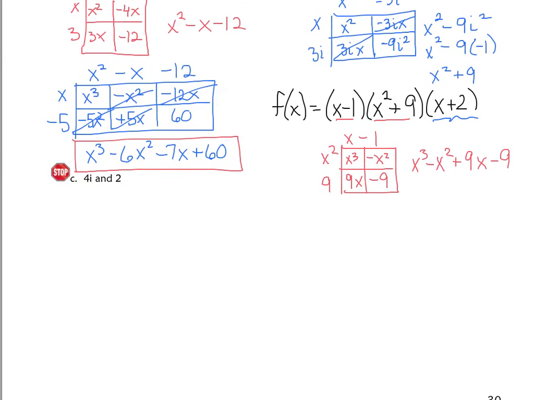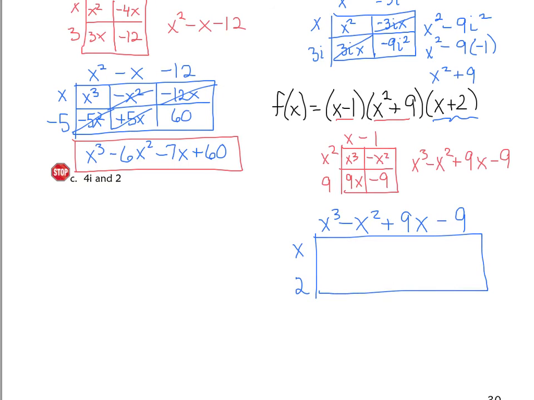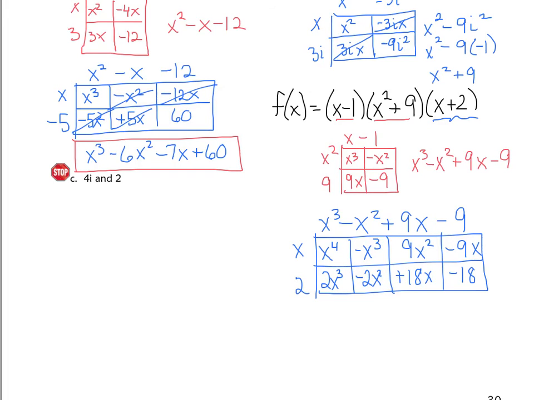So that will give me, I start off with my x cubed minus x squared plus 9x minus 9, and I multiply that by x and 2. And do the multiplication. So I would get x to the fourth minus x to the third plus a 9x squared minus 9x, and then I have 2x to the third minus 2x squared plus 18x. I don't know why sometimes I write that plus, it doesn't make a difference. Anytime it's positive, I could write that plus.